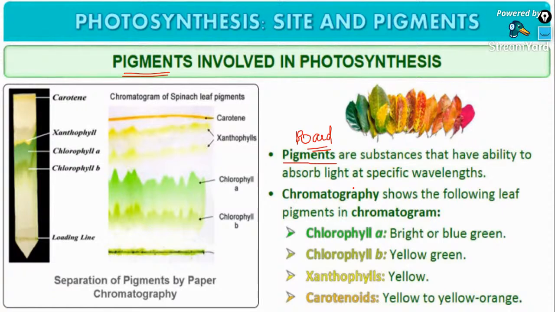Okay. Actually, at that time, what is pigment? It was a fresh question to my mind. Okay, so it's a general GK based question. So what are pigments? They are the substances that have an ability to absorb light at a specific wavelength. Okay, pigments are substances that have the ability to absorb light at a specific wavelength.